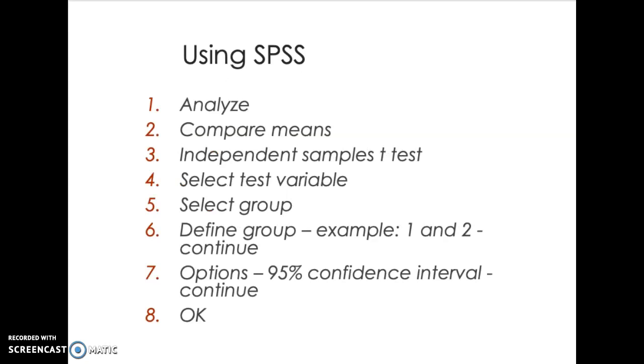So how can we run independent sample t-test using SPSS? First, you need to choose Analyze at the menu bar of SPSS. Choose Compare Means, because independent sample t-test is used to compare means of two groups. Then choose Independent-Samples T Test. Select the test variables. Select your grouping variable. Define groups, for example 1 and 2. Then choose Options and choose 95% confidence interval. After that, you click Continue and press OK.